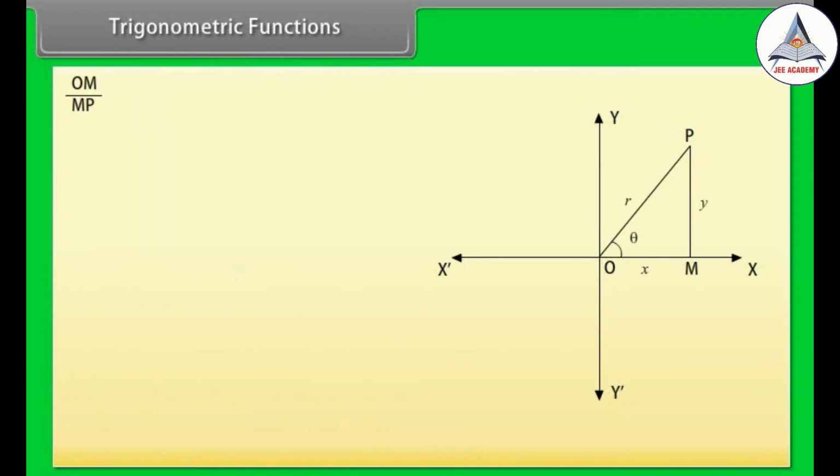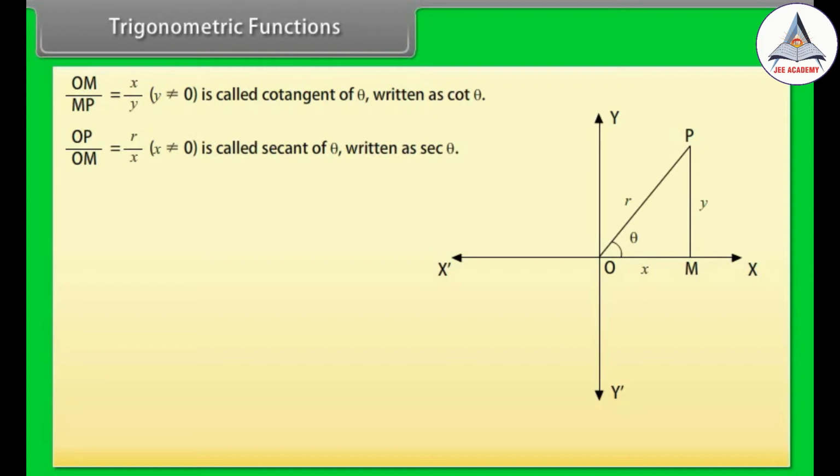OM by MP equal to x by y, y not equal to 0, is called cotangent of theta, written as cot theta. OP by OM equal to r by x, x not equal to 0, is called secant of theta, written as sec theta. OP by MP equal to r by y, y not equal to 0, is called cosecant of theta, written as cosec theta.